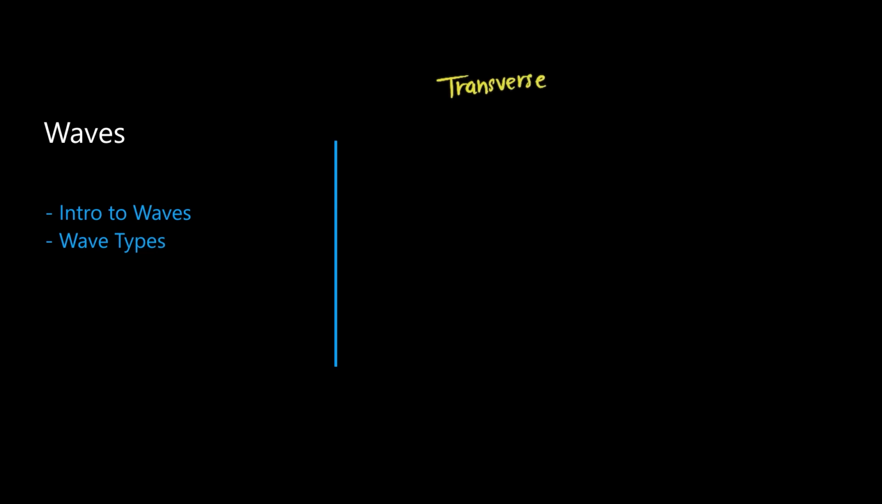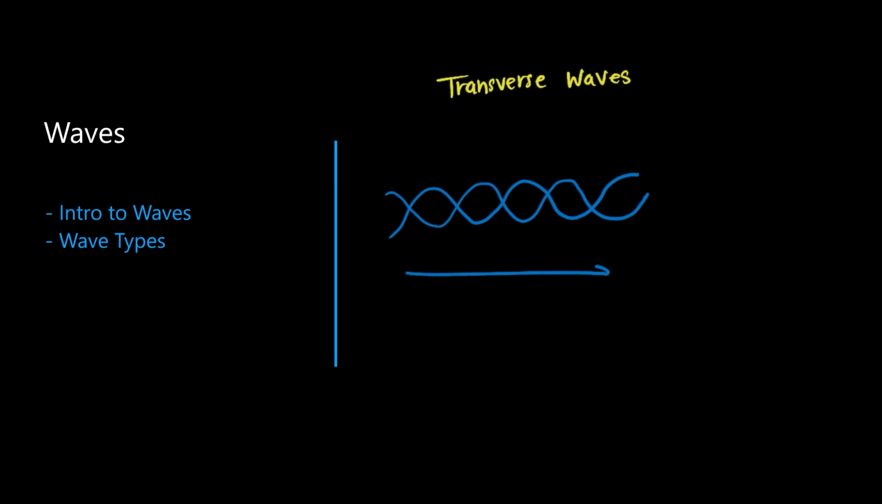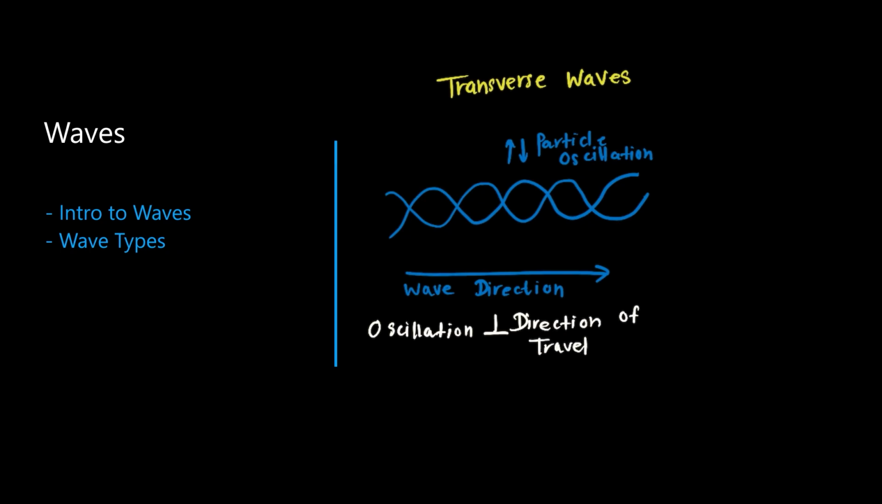Waves can also be classified by the direction of their oscillation. In a transverse wave, the particles of the medium oscillate perpendicular, or at a right angle, to the direction the wave is travelling. If you shake one end of a rope up and down, you create a transverse wave that travels along the rope. The wave moves horizontally, but the rope segments move vertically. All electromagnetic waves are transverse.